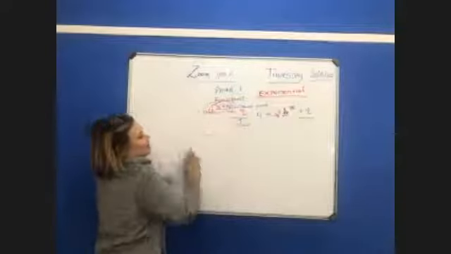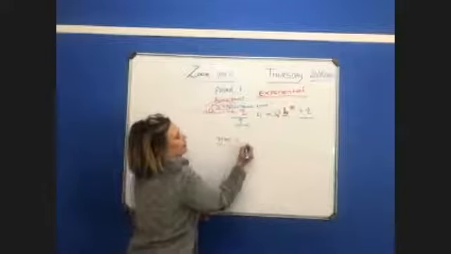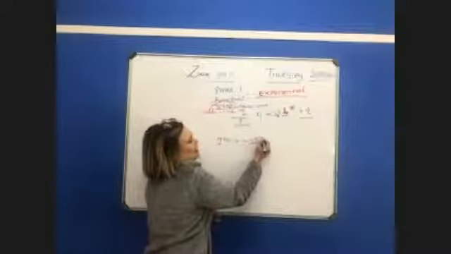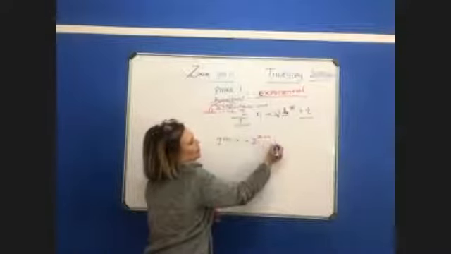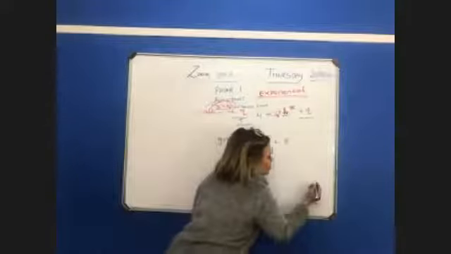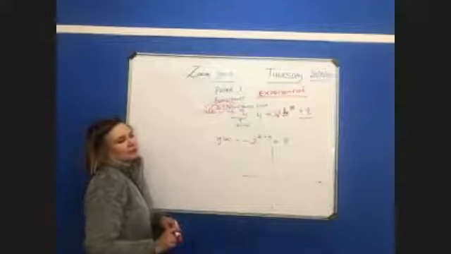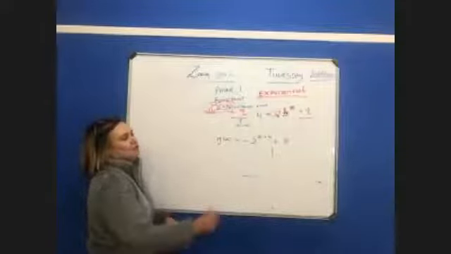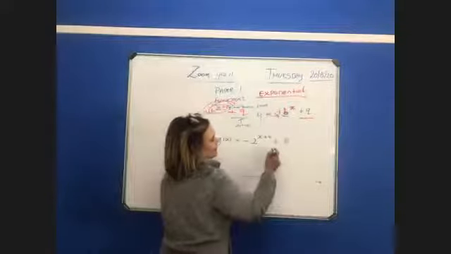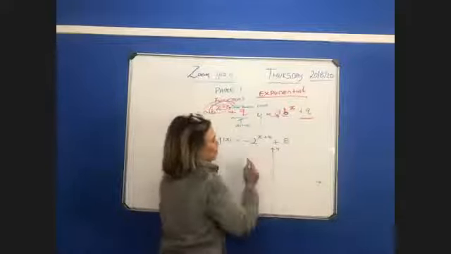Keep talking to me. Okay, let's say I give you g of x equals minus 2 to the x plus 4, and then plus 8. What's the equation of my asymptote? Who can tell me? Y equals 8. It's plus 8. Can you see that, everybody?